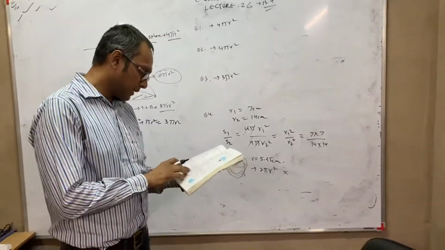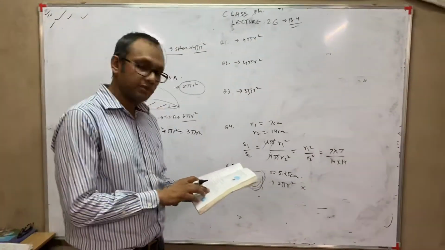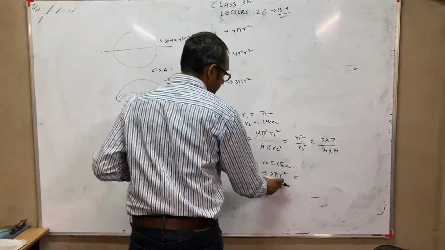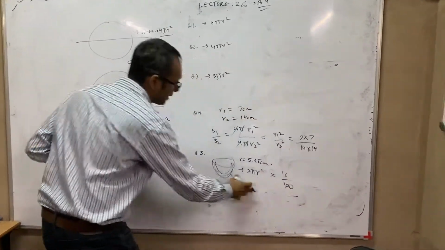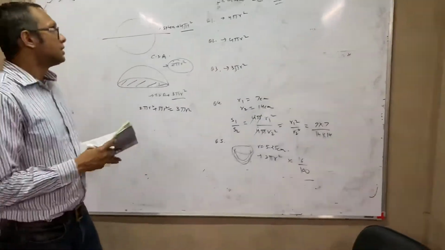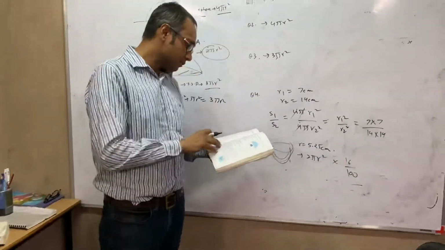Find the cost of plating it at the rate of 16 per 100 centimeter square. So whatever answer you get, you will multiply with 16 upon 100. So we have discussed these 5 questions.